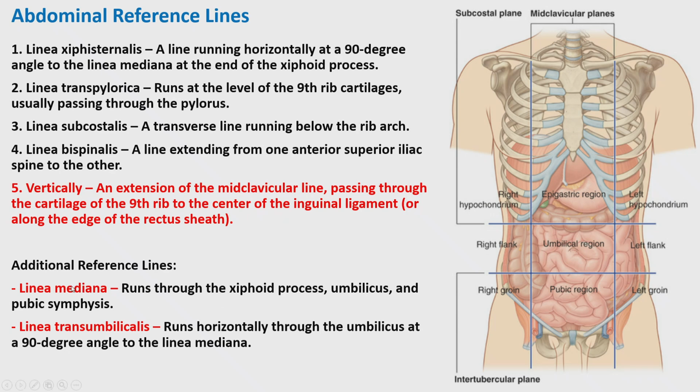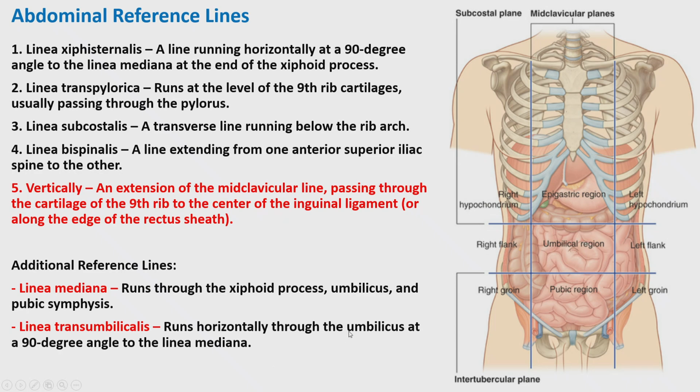There are two lines. One line is exactly the continuation of the anterior median line, which is in the midline, and continues to the center of the pubic symphysis. It's called linea mediana. It's from the xiphoid process to the umbilicus in the center and the pubic symphysis. And the other is the transumbilical line, which passes horizontally through the umbilicus, that we are going to show you.